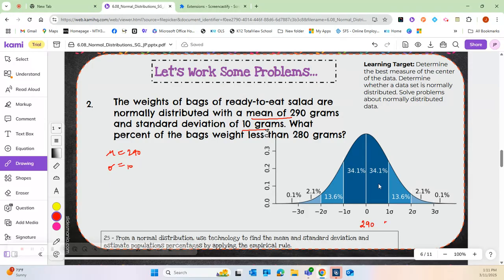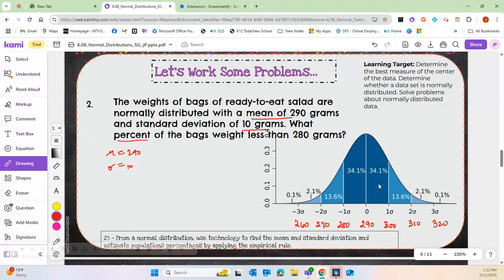I'm adding 10 to the right, so that'll give me 300, 310, 320. I'm subtracting 10 when I go to the left. That'll give me 280, 270, 260. And then I read the question.